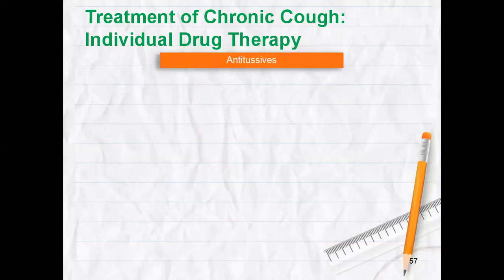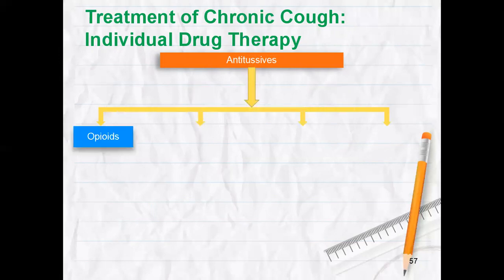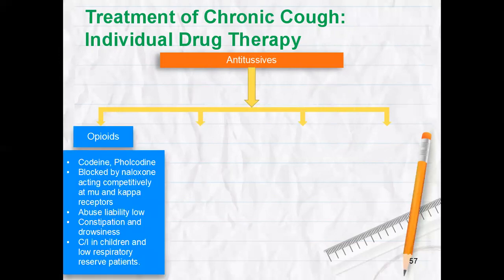We can group antitussives based on 4 categories, which includes opioids. Now the opioid group includes codeine and pholcodine. The action of opioids is blocked by naloxone, which acts competitively on mu and kappa opioid receptors. But the thing here is that unlike morphine, these drugs, that is the opioids used for cough, codeine and pholcodine, have a low abuse liability.